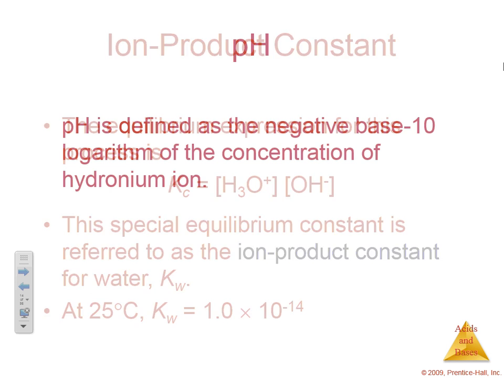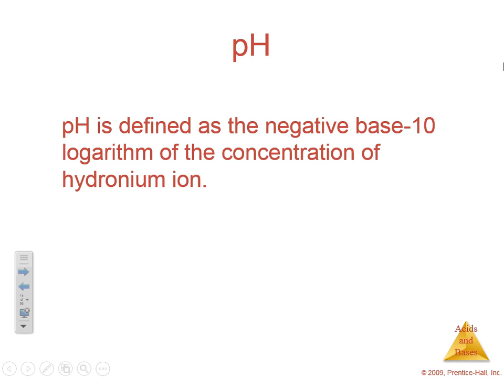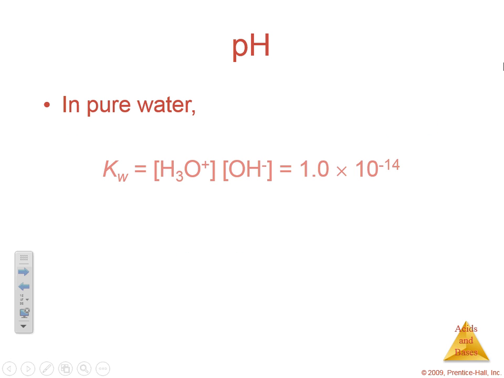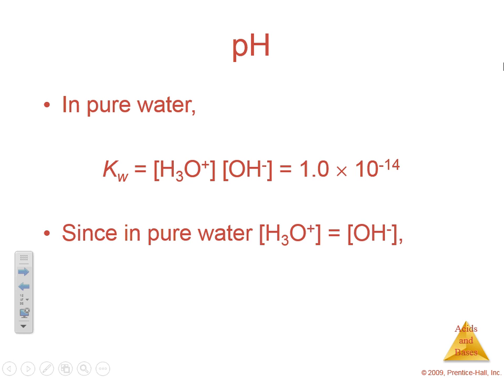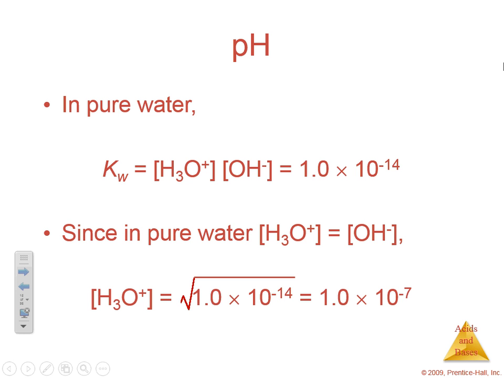Now what we can do is take this equilibrium constant for water and solve for pH. We did this last year, so this is nothing new. Remember that pH is equal to the negative log of H3O+, or the negative log of our hydronium concentration. In pure water, Kw equals 1.0 times 10 to the negative 14th, so H3O+ equals OH-. We're only proving the fact that the pH of water is 7 here.